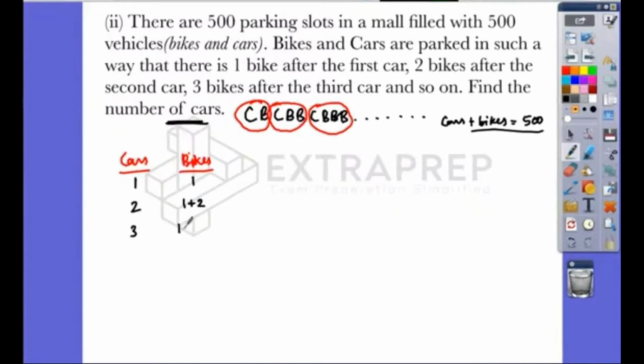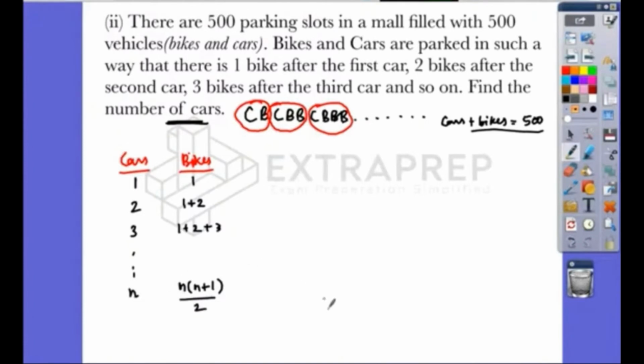Assume there are 3 cars. Then the number of bikes would be 1 plus 2 plus 3. 1 bike after the first car, 2 bikes after the second car, 3 bikes after the third car. And so on. If you assume there are n cars, the number of bikes would be n into n plus 1 by 2. Is that right?